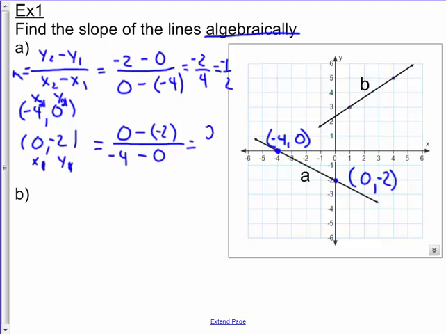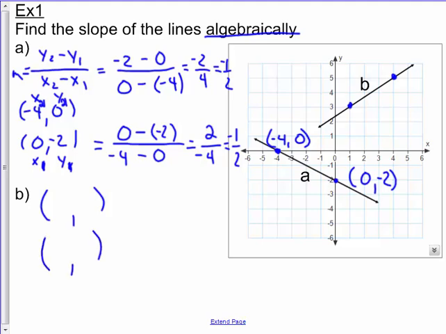Well, what would happen? I would get 0 minus negative 2 and negative 4 on the bottom, still a negative 1/2. Slope would still be a negative 1/2, down 1 over 2 or up 1 to the left 2. So either way would work, doesn't matter here.